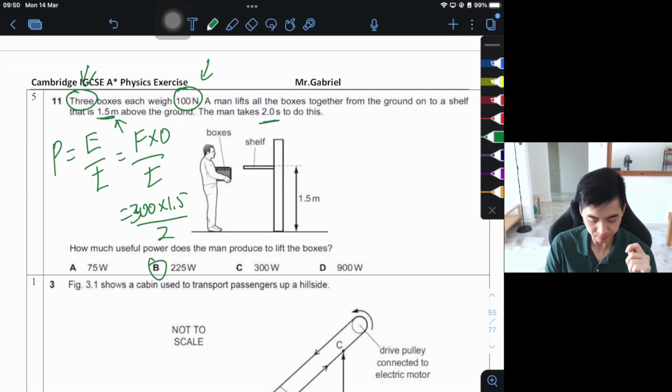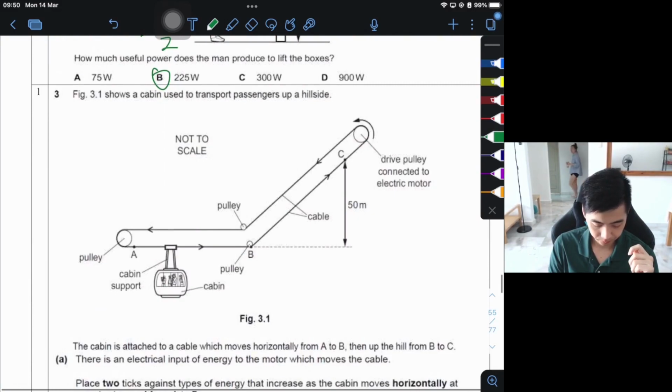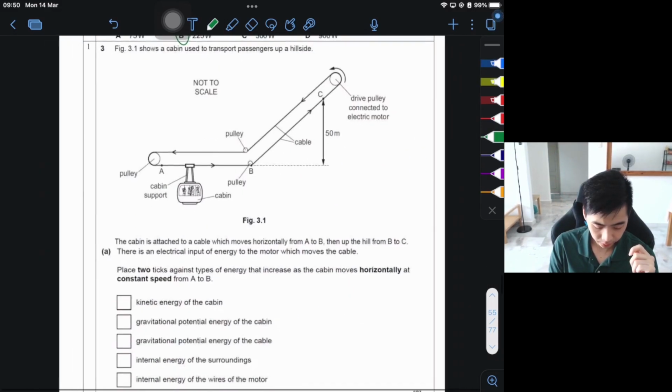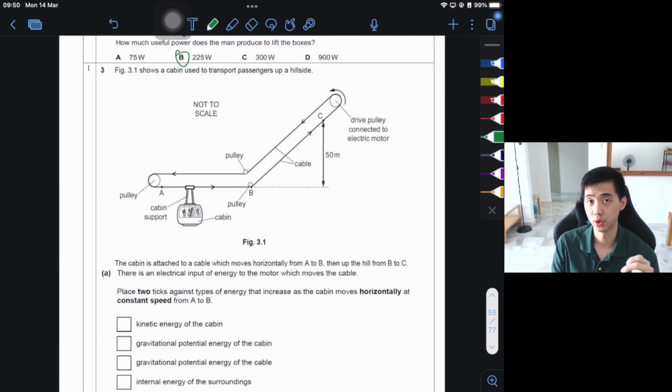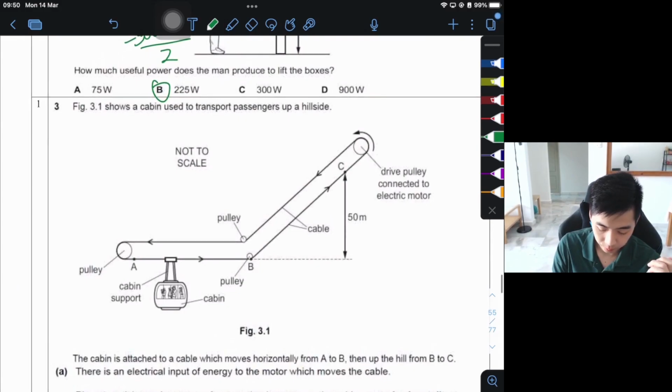225 watts. Alright. Then looking at this next part here, this is also a very interesting question that students always get wrong. Guys, look at this question here. What do they want from you?